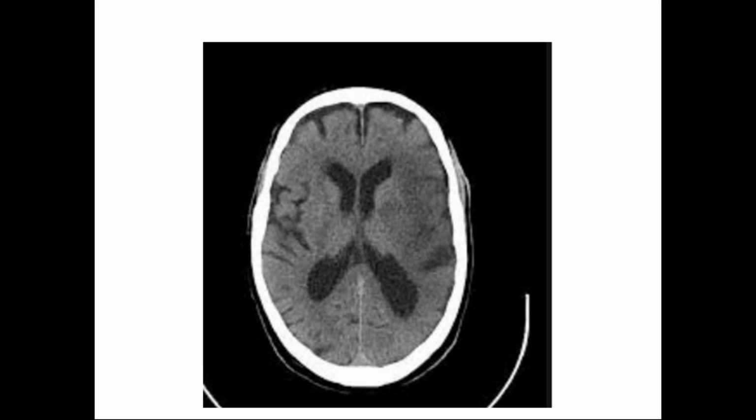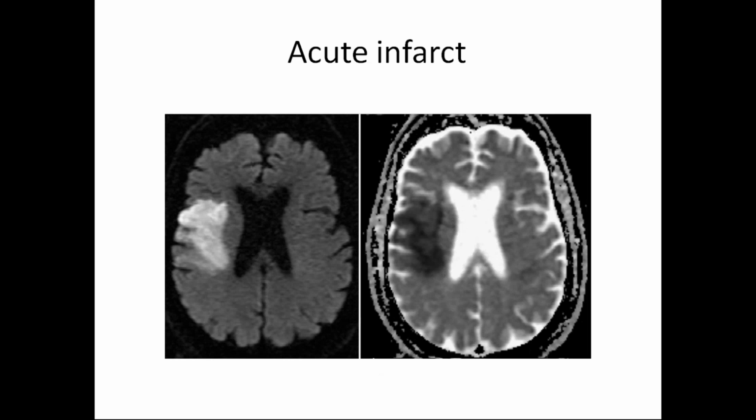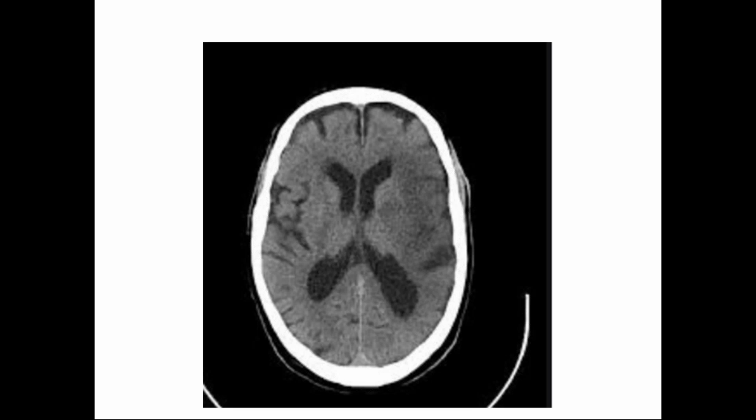And if the patient presents very early, that is in a hyperacute setting, that is within 3 to 4 hours, it is very hard to identify on a CT scan. But on a diffusion scan in an MRI, it is easily identifiable. And as such, in a hyperacute or acute setting, it is more preferable to go for a brain MRI than a CT to identify an ischemic stroke.